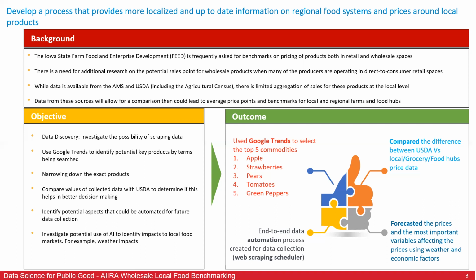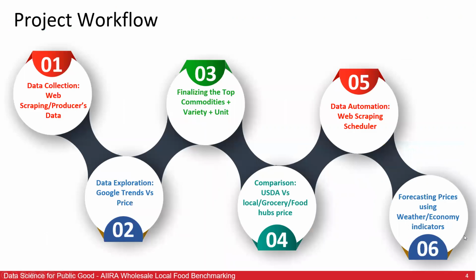On the right, you can see the main outcomes. We were able to get the top commodities by Google Trends and other parameters. Then we were able to compare the difference between USDA versus local, grocery, or food hub price data. Then we created an end-to-end automation process for future data collection. And lastly, we were able to build some models to forecast the prices and get the most important variables using weather and economic variables.